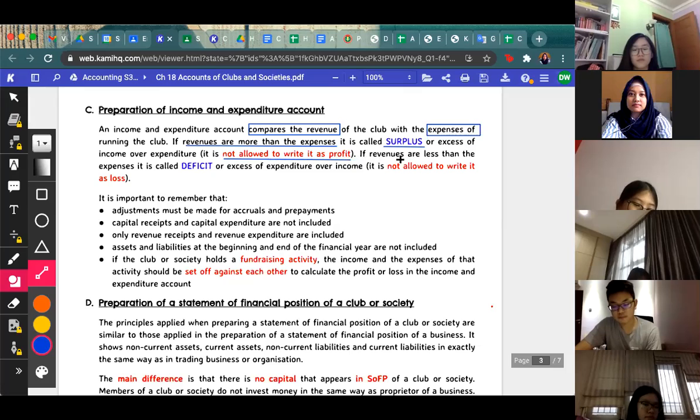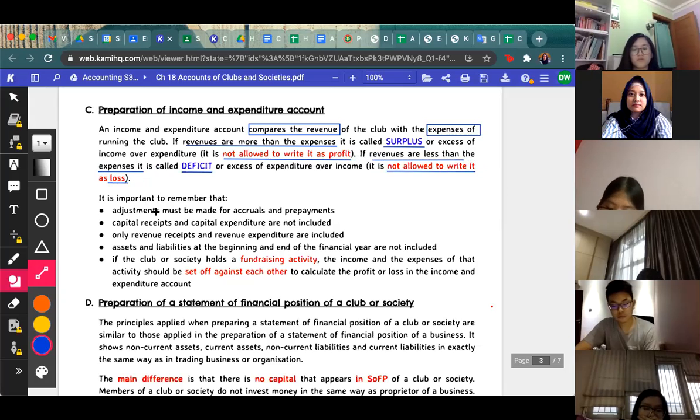If revenue is less than the expenses, we are not calling it a loss, but we call it a deficit. Deficit means an excess of expenditure over income. Once again, you are not allowed to write it down as a loss.